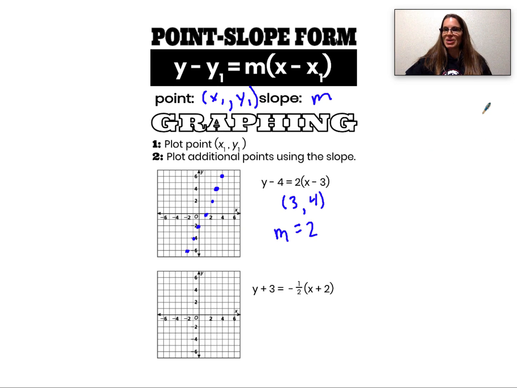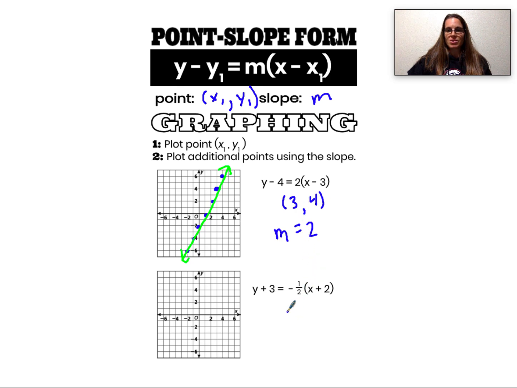I'm getting out my green pen. Straight line and arrows. That is the graph of the line y minus 4 equals 2 times x minus 3. Next example. Addition is harder for point-slope form.